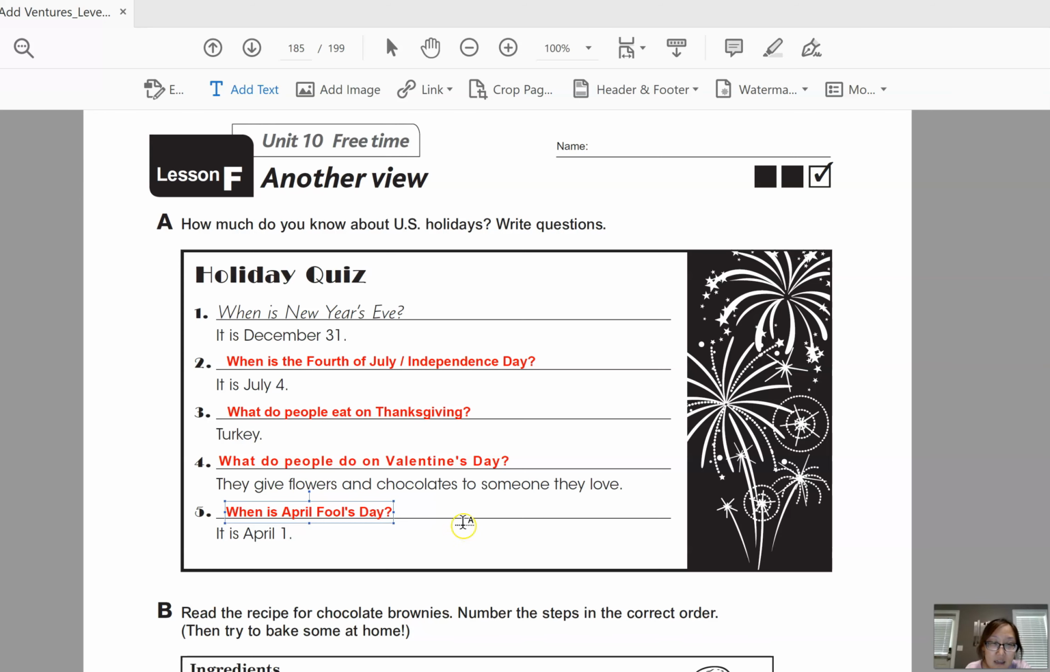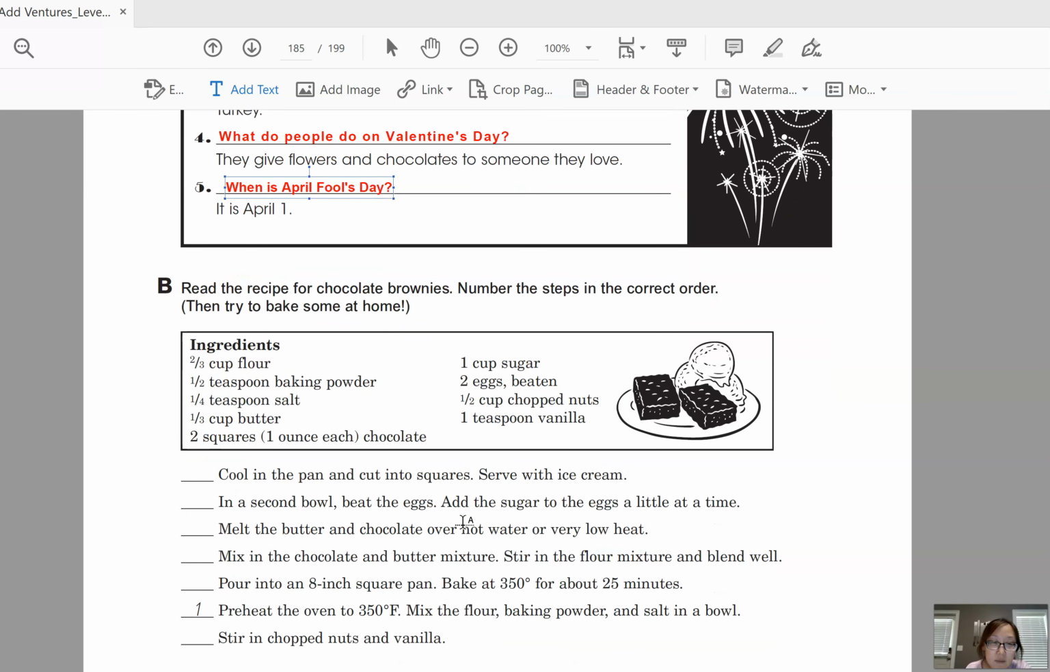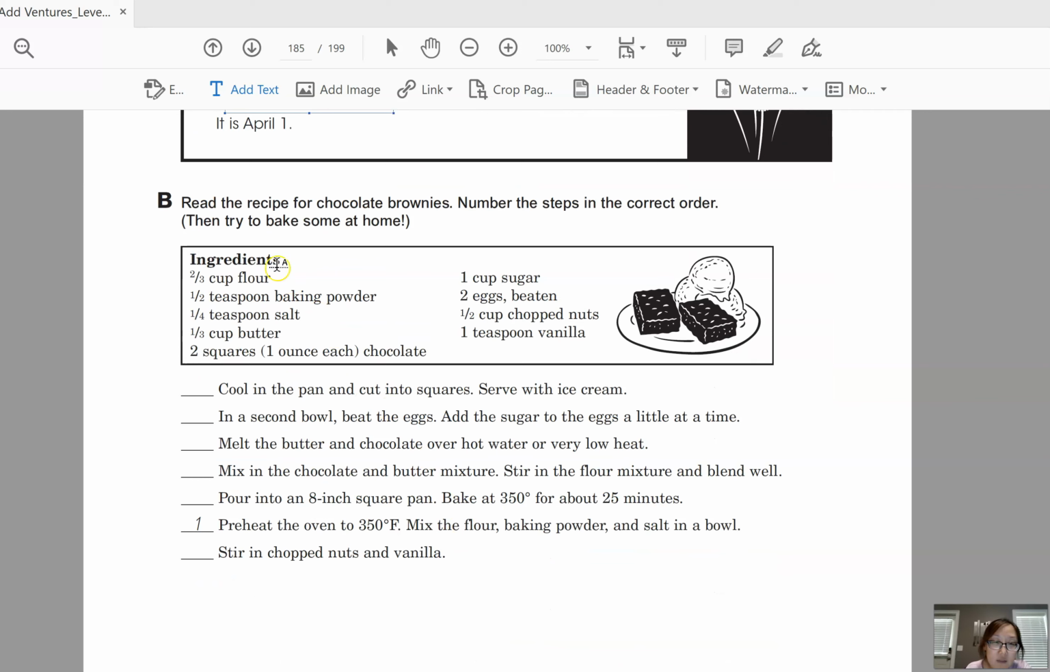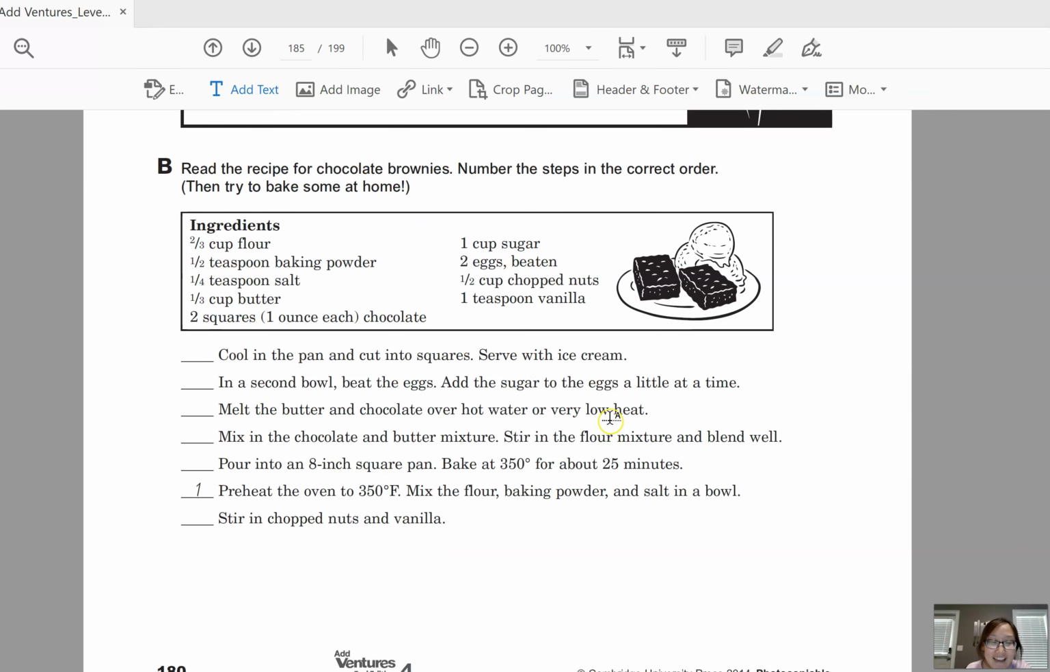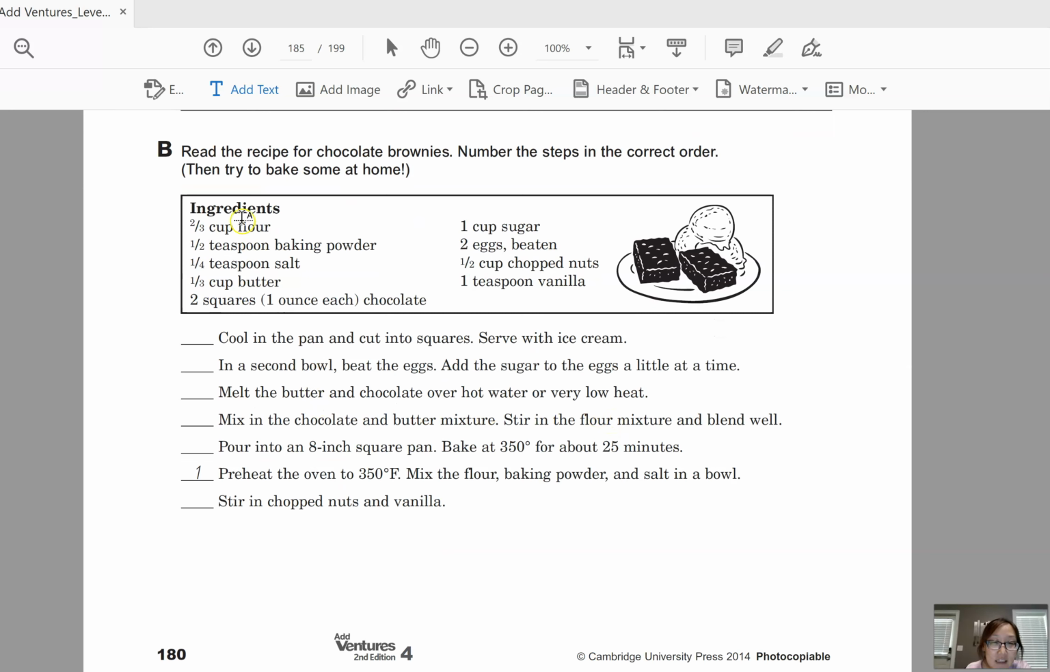Okay, now let's look at exercise B, another recipe. It says, read the recipe for chocolate brownies. Number the steps in the correct order. Then try to bake some at home. Okay, so let's look at the ingredients. 2/3, so here you can see another fraction, 2/3 cup flour, or if you want to say it in a sentence, you could say you need 2/3 cup of flour.